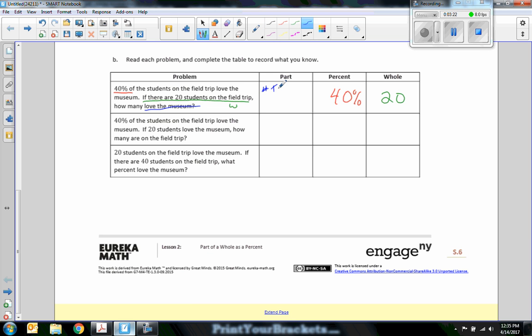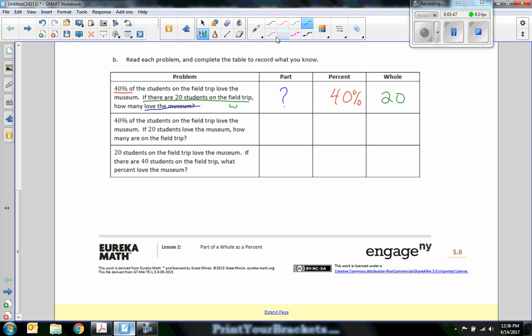the number that loves the museum. Okay, so that we don't know. So let's just put a question mark there. So we're trying to solve these. So let's just use question marks for part B.